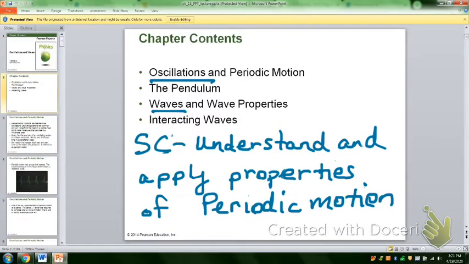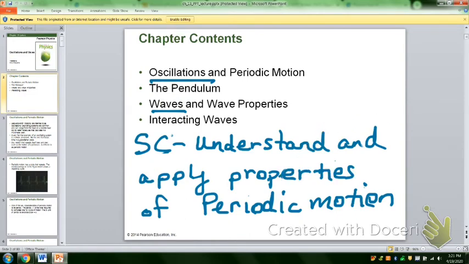All right, so welcome to Chapter 13. Chapter 13 is about oscillations and waves. So that would be our learning intention, to understand and apply properties of oscillations and waves. That's our title for Chapter 13. Specifically, in this lesson 13.1, we're going to understand and apply properties of periodic motion.